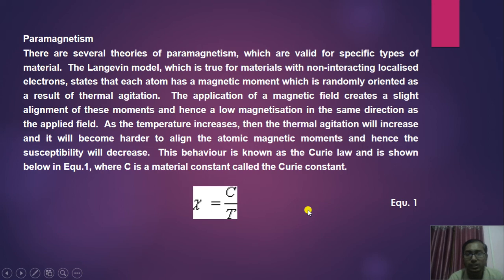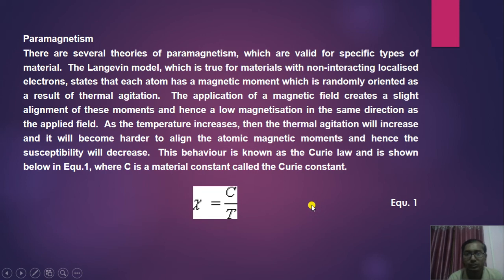This is basically the law, the formula that is given by Pierre Curie. So that's why it's named as Curie law. According to this law, in a paramagnetic material, the magnetization becomes inversely proportional to temperature. So you can see here that the magnetization is inversely proportional to the absolute temperature.